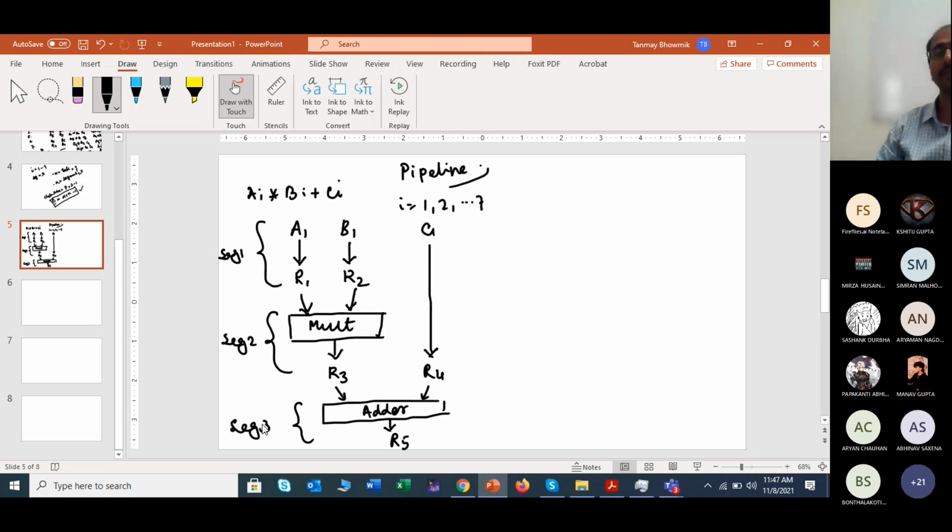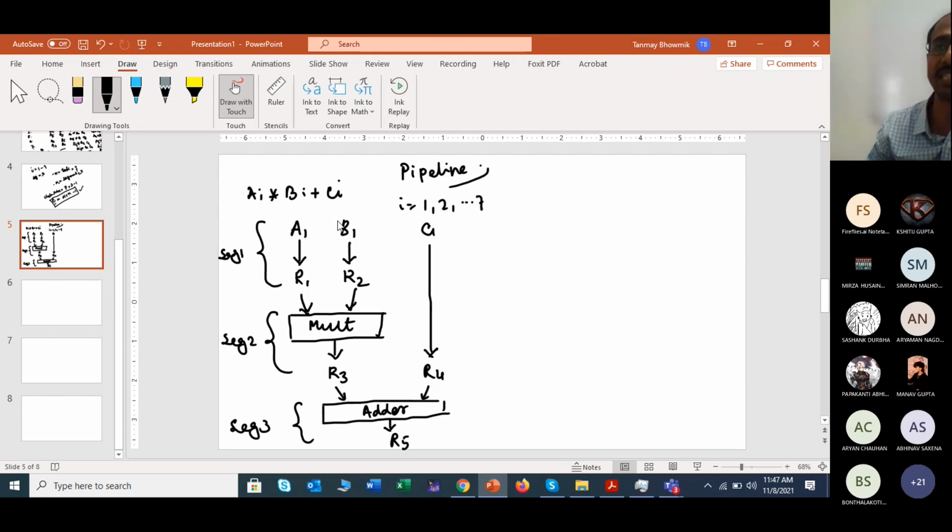What's the next consideration? You are doing all these things for AI, BI, CI. So I will be varying over some numbers. According to our example, I varies from 1 to 7. That means how many I's are there? 7 I's. How many A's are there? 7 A's. How many B's? 7 B's. How many C's? 7 C's.